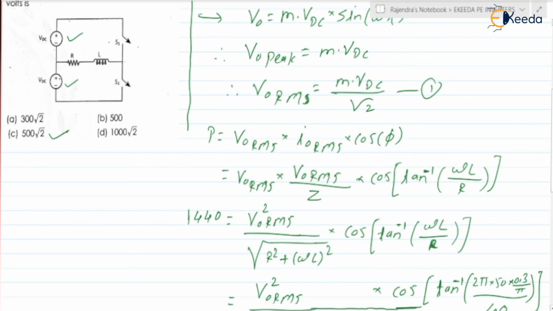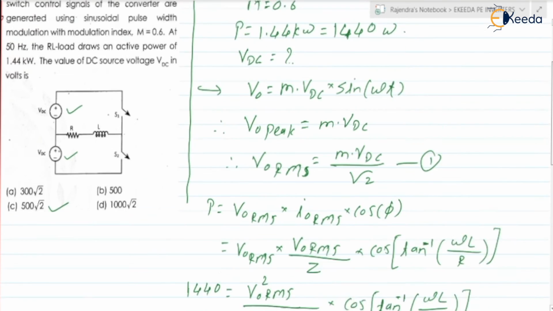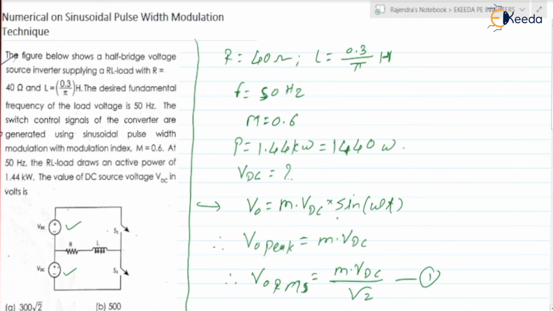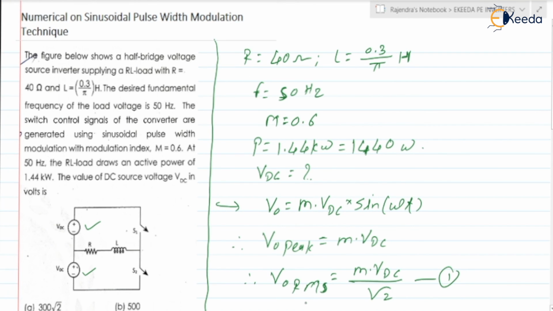Is this clear? So this is about the numerical related to sinusoidal pulse width modulation technique. In the next video we are going to discuss the harmonic reduction techniques. Thank you.